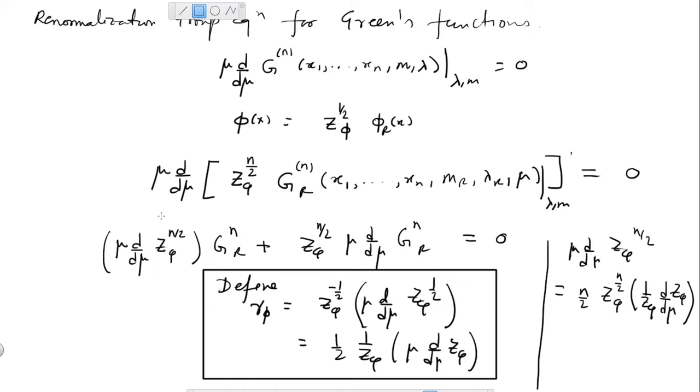So mu d over d mu of z phi to the n half, I will substitute from here, and then I will use the definition of gamma phi and put it in this equation. So I will get then... anyway, you can remember I'm not so good at doing this. So I'll just write down what you will get. So you substitute the definition of gamma phi, and you will get the following.